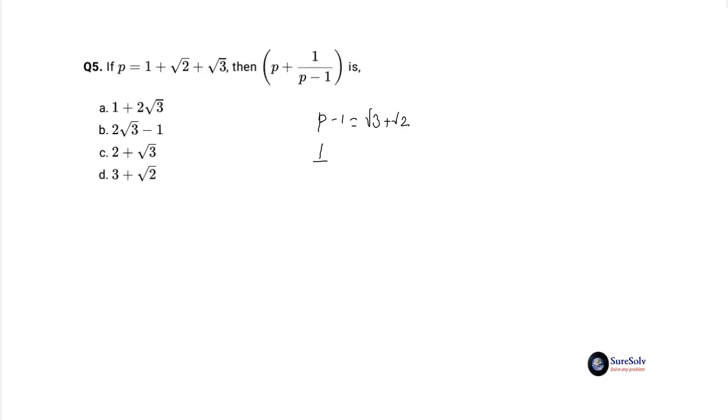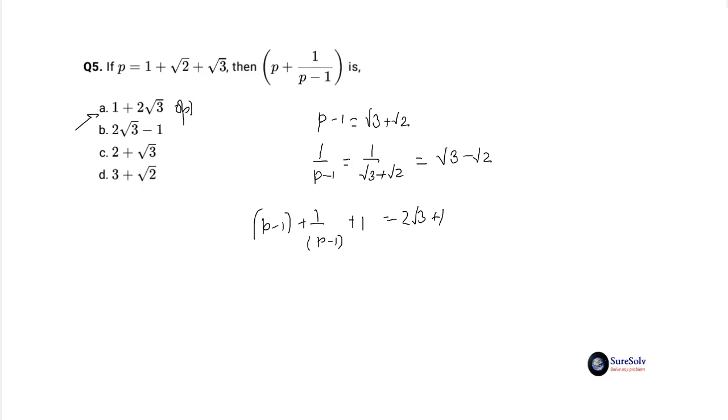So 1 by p minus 1 equal to 1 by square root 3 plus square root 2. Rationalizing this, we have 1 by p minus 1 equal to square root 3 minus square root 2. The target expression in terms of p minus 1 is p minus 1 plus 1 by p minus 1 plus 1 equal to 2 square root 3 plus 1. Answer is option A 1 plus 2 square root 3. Can be solved easily in mind.